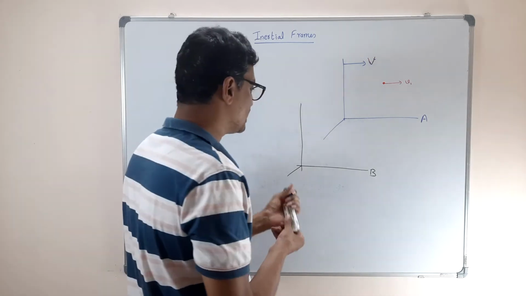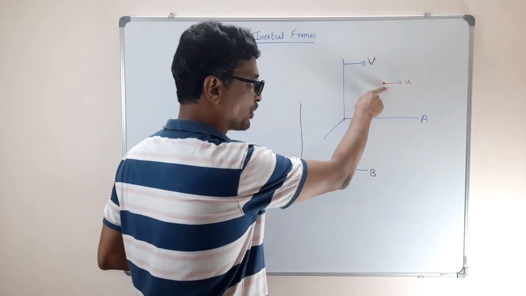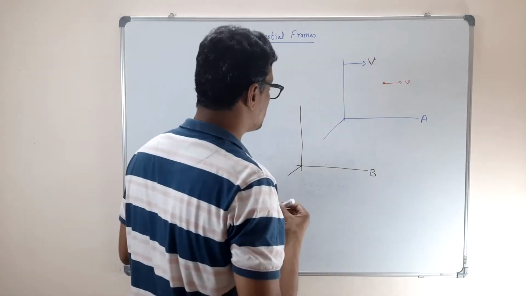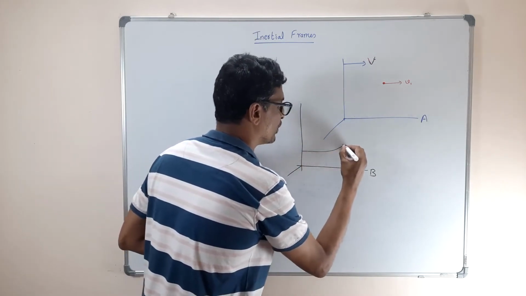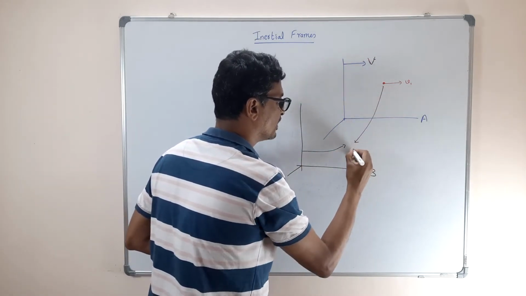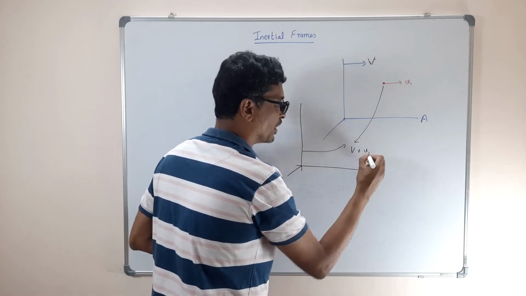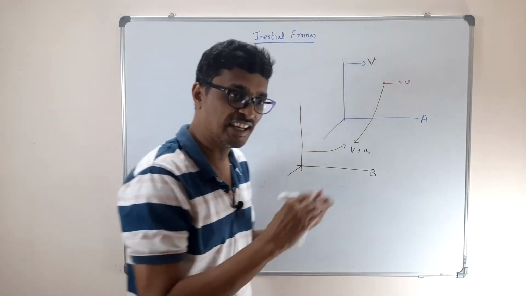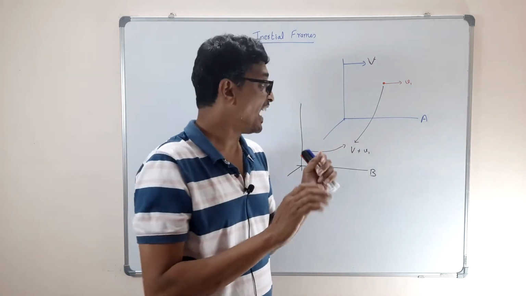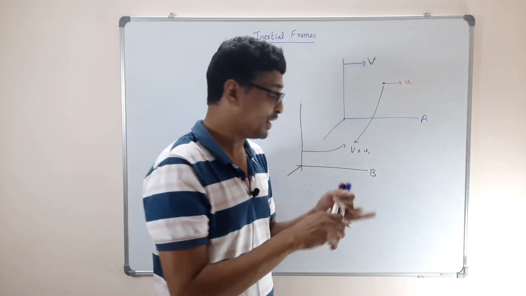You got it? So this person is going to measure the velocity as v1, whereas this person will measure the velocity as v plus v1. So the velocity gets added up. But the acceleration will not get added. Why won't the acceleration be the same?